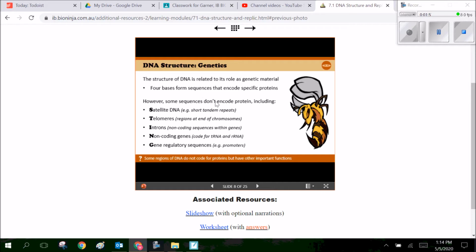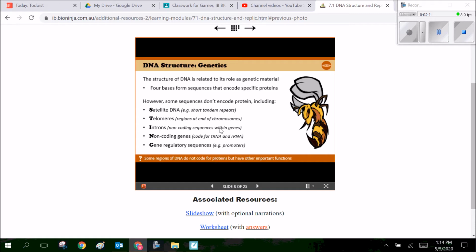But there are some sequences that don't encode proteins, which I have mentioned before. These are non-coding regions of DNA, such as satellite DNA, short tandem repeats, telomeres, introns, non-coding genes, and gene regulatory sequences. Now, we have talked a little bit about these. The gene regulatory sequences are like promoters within transcription and stuff like that.